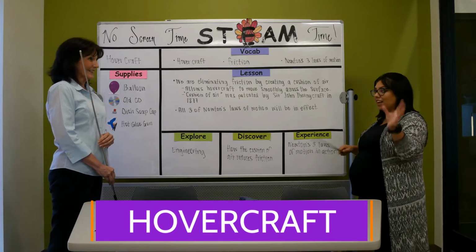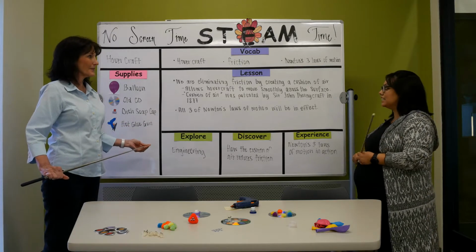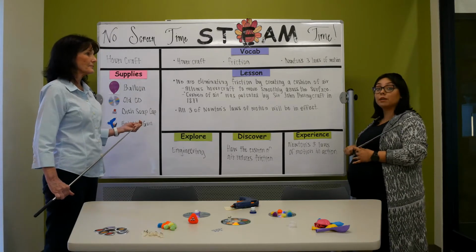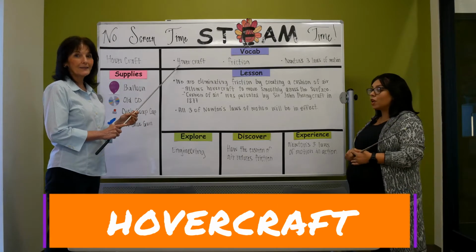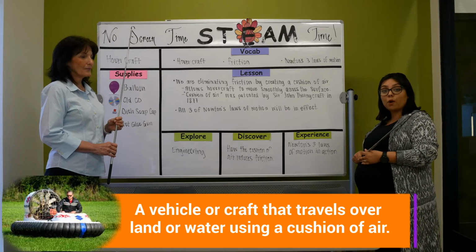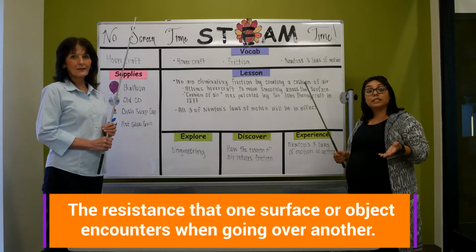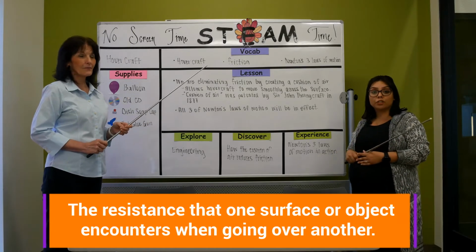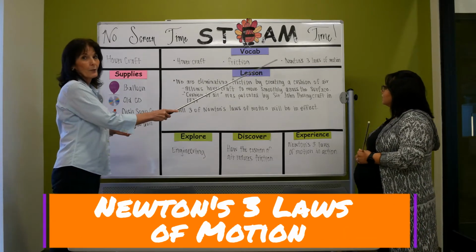Woo! And we have a ton of cool little things to decorate our hovercrafts to give you guys some ideas. So don't forget to be on the lookout for the following STEAM vocabulary, which are Hovercraft, which is a vehicle or craft that travels over land or water using the cushion of air. Friction, which is the resistance that one surface or object encounters when going over another. And Newton's 3 laws of motion.